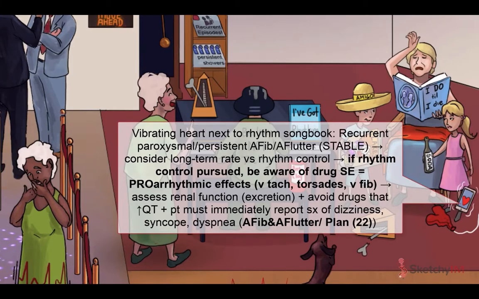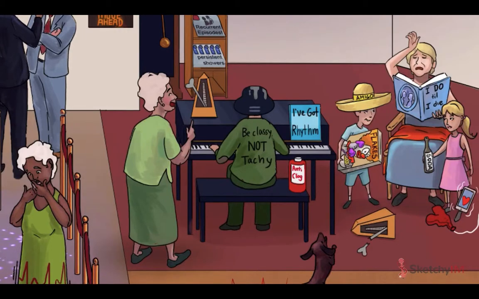Kinda counterintuitive, right? Patients on these meds need to immediately report symptoms such as dizziness, syncope, or dyspnea, and be aware of the risk of potentially fatal arrhythmias such as VTAC, torsades, or VFib. Patients on Class 1A or Class 3 drugs must also avoid other drugs that prolong the QT interval. Renal function should also be assessed, as renal insufficiency can allow drug concentrations to increase, enhancing the proarrhythmic effects.